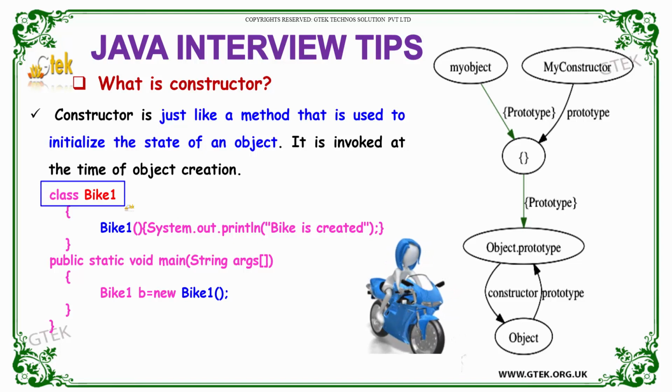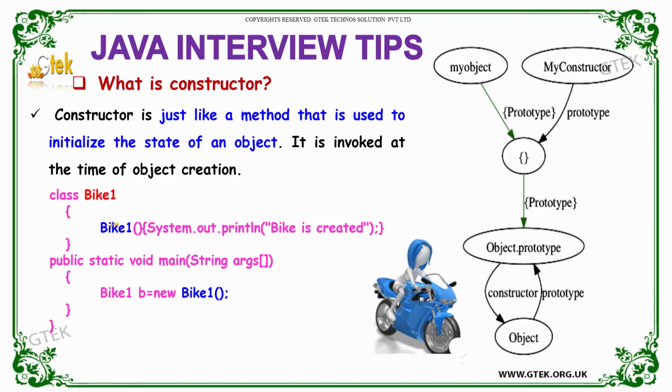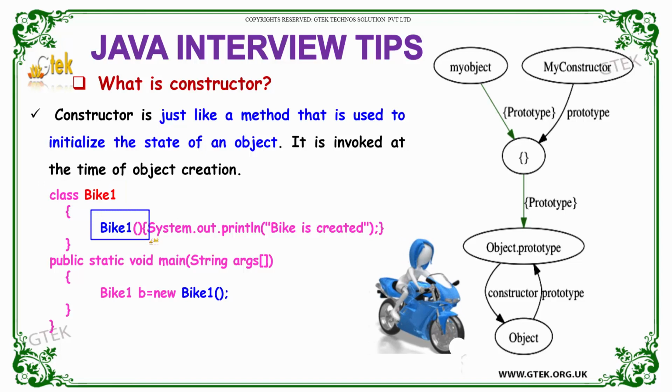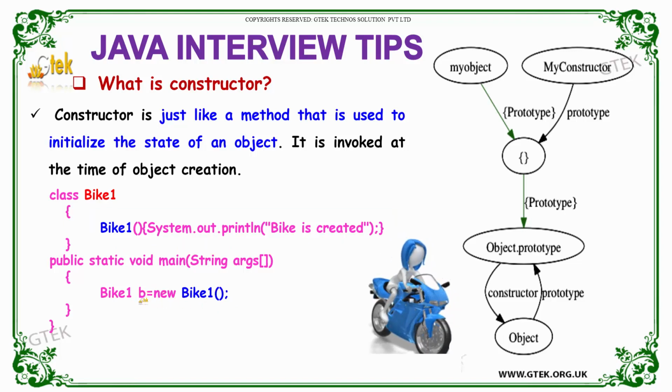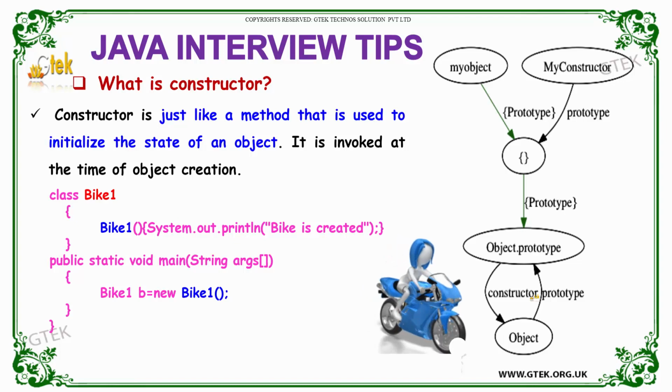If you see, we have a class with the name Bike1, and Bike1 has a constructor. The constructor has the same name as the class, and the constructor body prints that bike is created. So when you create a new object for the class Bike1, here we have created an object b, this will run the constructor and give the output as bike is created. So that is the function of the constructor.